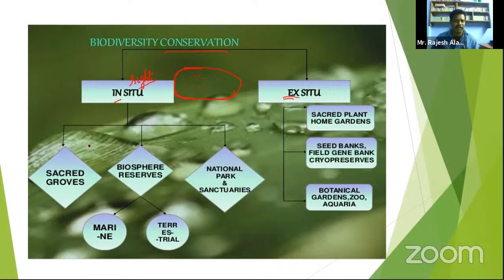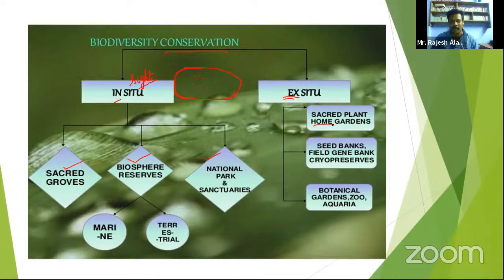So what are the examples here? In situ: sacred groves, biosphere reserves, that is forests, national parks and sanctuaries, any kind of forest, they are in situ conservation. The only criterion is place of origin. What is the native area of that particular plant or animal species? If you are conserving in their own area, then it is called in situ conservation. If I'm moving that organism to some other area, then it is called ex situ.